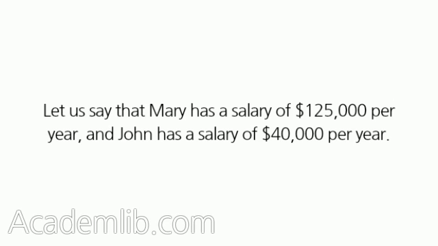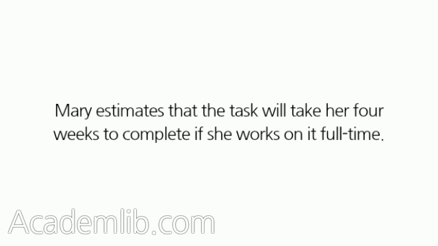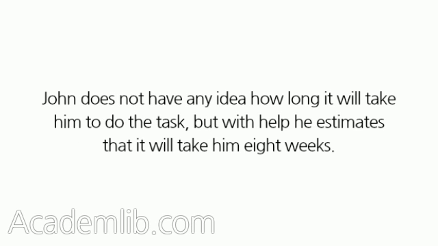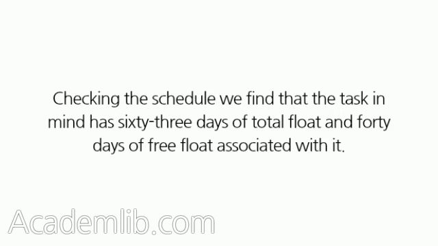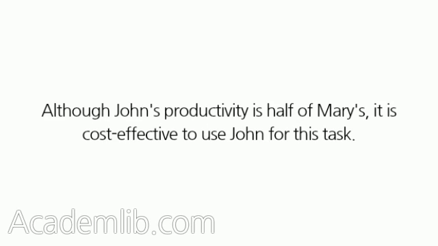Let us say that Mary has a salary of $125,000 per year, and John has a salary of $40,000 per year. Mary estimates that the task will take her 4 weeks to complete if she works on it full-time. John does not have any idea how long it will take him to do the task, but with help he estimates that it will take him 8 weeks. Checking the schedule, we find that the task in mind has 63 days of total float and 40 days of free float associated with it. Although John's productivity is half of Mary's, it is cost-effective to use John for this task.